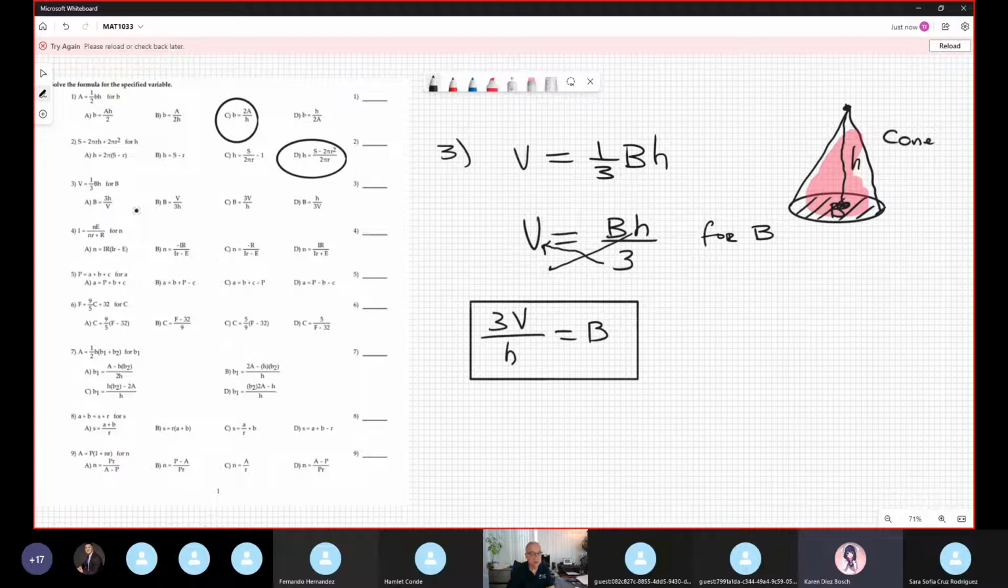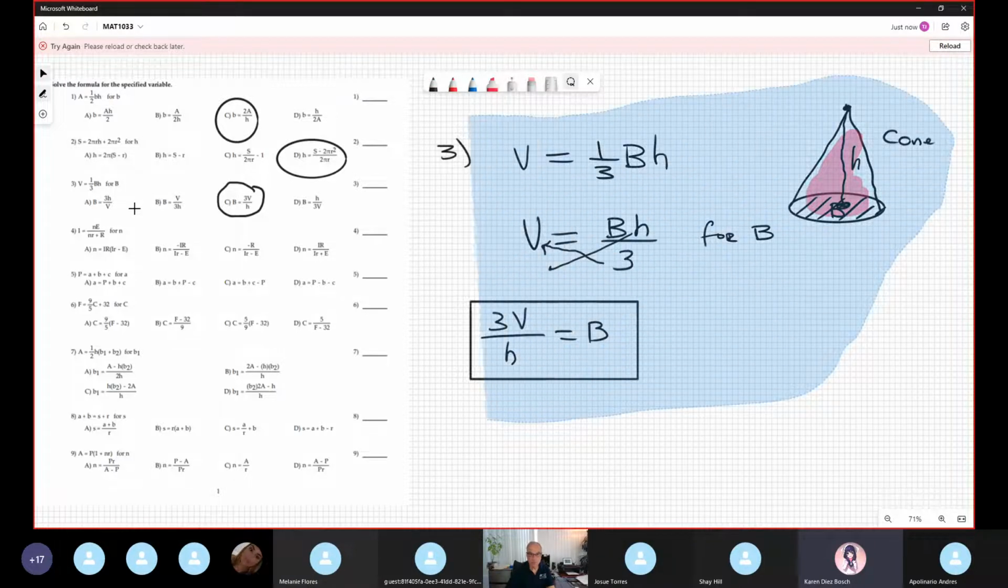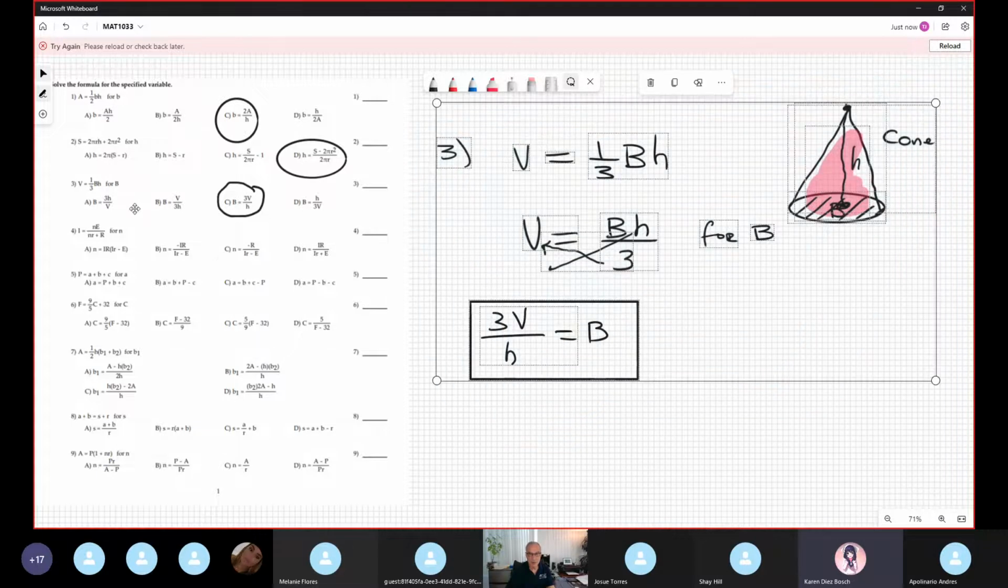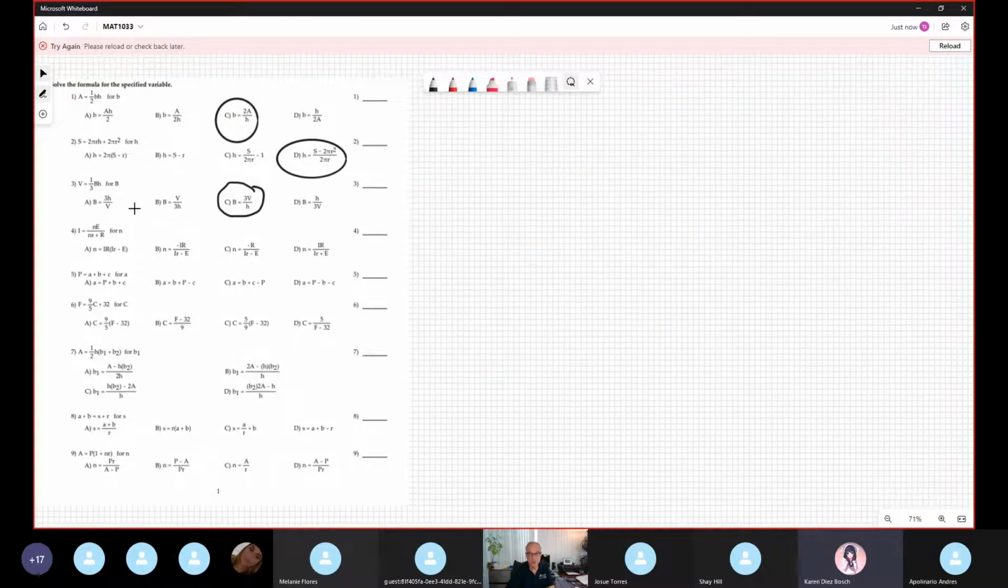Okay, so 3V over H is this. No big deal. Basically, you need to somehow recognize whether we can apply cross multiplication or no.